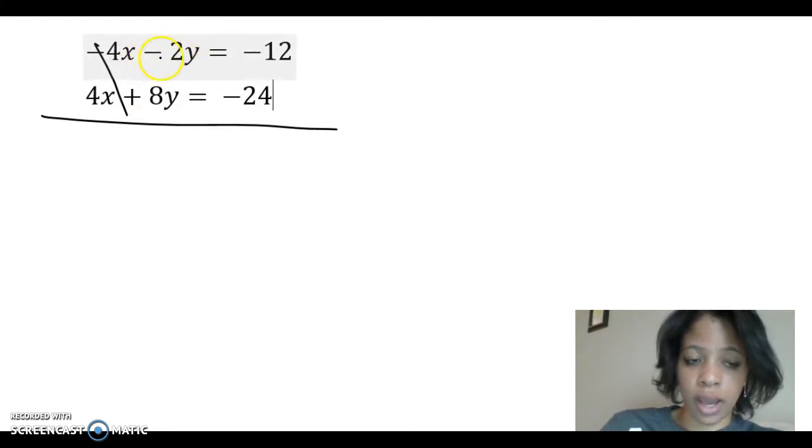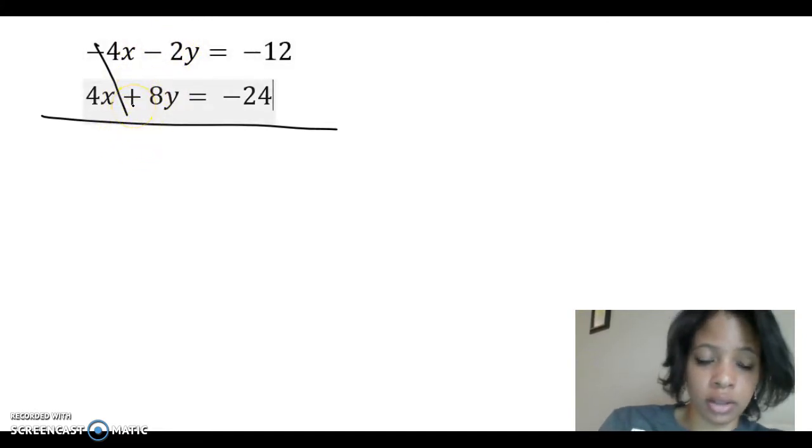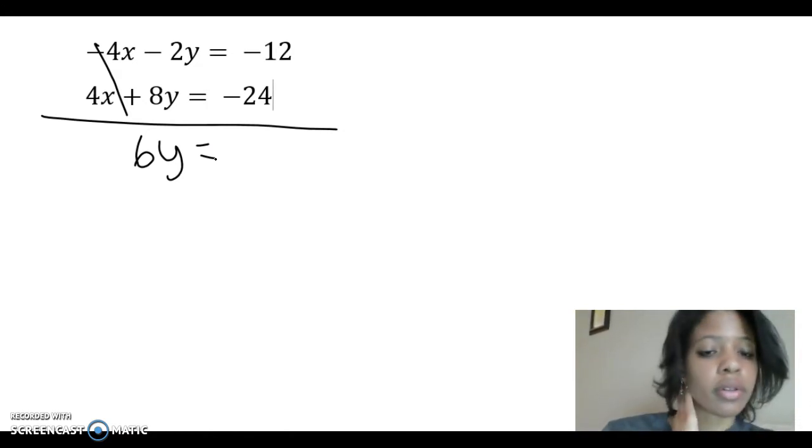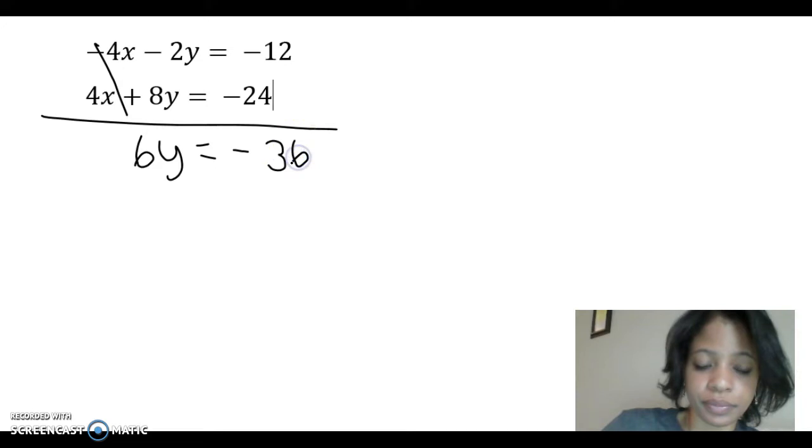Now negative 2y plus 8y is going to be the same as 8 minus 2, which would be 6y, equals, and then negative 12 plus negative 24. So they're both negative, so it's going to stay negative. And then it's going to be negative 36.